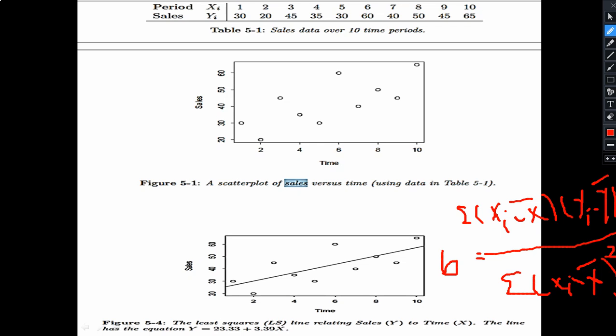And the value of a is equal to y bar minus b times x bar. So the first very important step is to find y bar and x bar. So we find the regression equation by these two formulas, b and a.